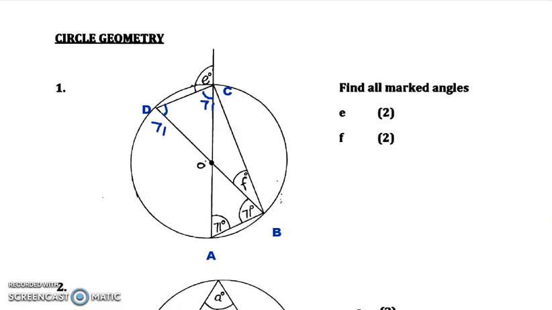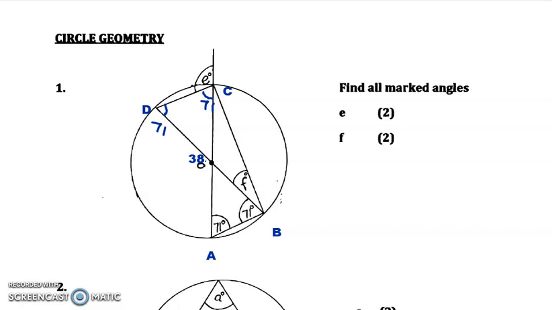Now we have to find the angles at the center. To find this angle, you'll say 180 minus 71 minus 71, because as you know, the interior angles of a triangle must give you 180 degrees. So this angle will be equal to 38 degrees and the angle at the bottom will also be 38 degrees.